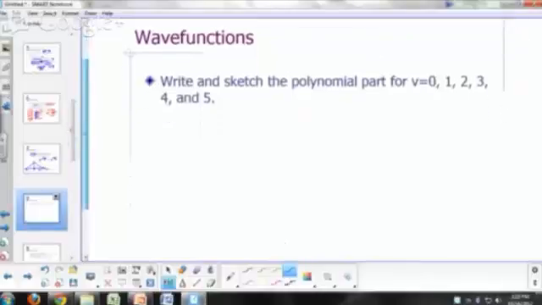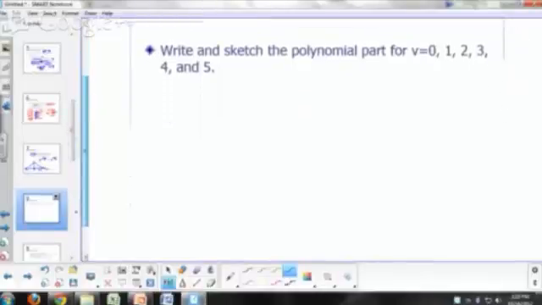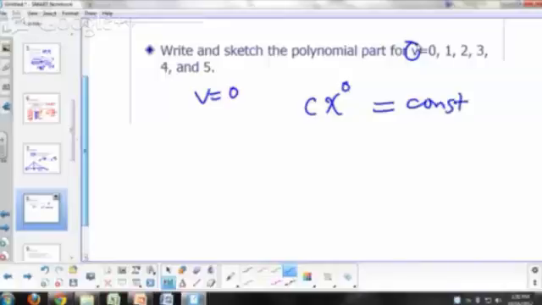What would be the polynomial part? What did we say the degree of the polynomial is going to be? Whatever v is, right? So for v equals 0, what's our polynomial? Constant times x to the power 0, and that's it. So the polynomial term there is just a constant.